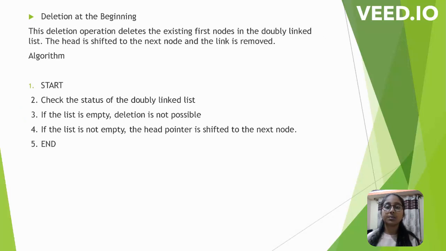Deletion at the beginning. This deletion operation deletes the existing first node in the doubly linked list. The head is shifted to the next node and the link is removed. The algorithm for this is: first, start. Second, check the status of the doubly linked list. Third, if the list is empty, deletion is not possible. Fourth, if the list is not empty, the head pointer is shifted to the next node, and fifth, end.